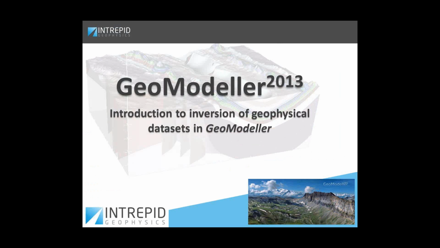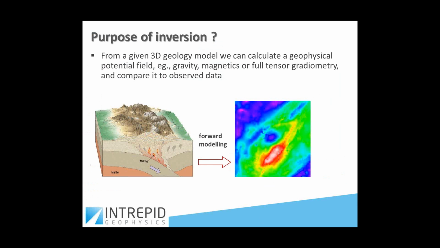So what's the purpose of performing geophysical inversions, and why is it necessary to adopt the type of approach that we do in GeoModeller, which is a litho-constrained stochastic inversion? What's the point of considering non-uniqueness and multiple models?